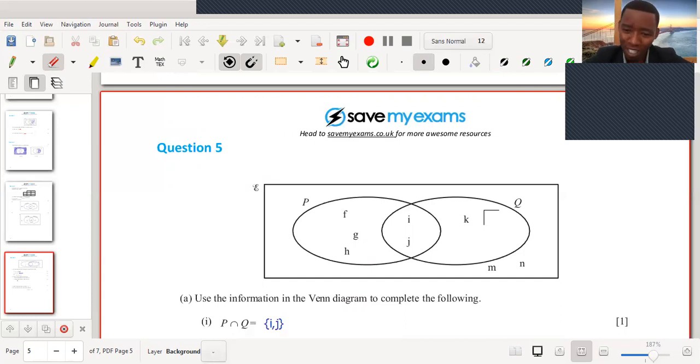Actually, it's very simple. Because outside P, I'm having K, M, and N. And then when it comes to intersection with Q, I'll be having K. So it's only one number. It's K. Okay? That's the region here. This is the region we need to shade. We only have one value, which is K.